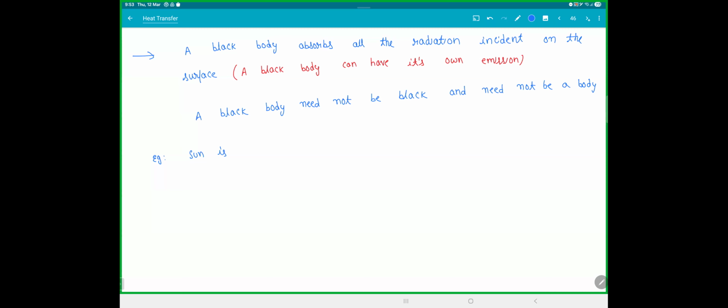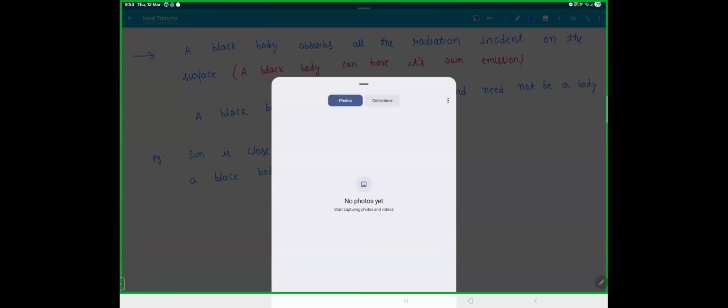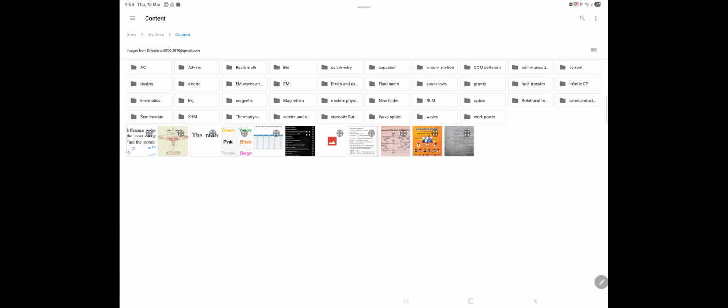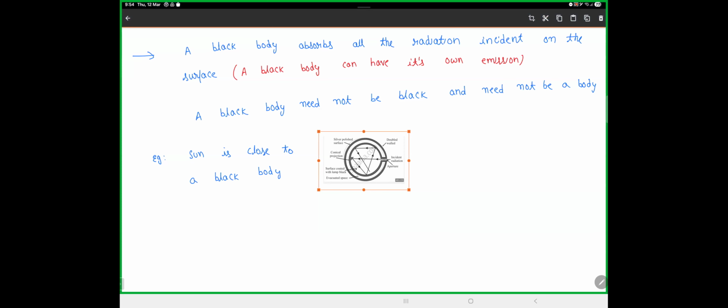So a black body is simply something that absorbs everything that falls on it. So you can still see a black body. The sun is close to a black body. It can have its own emission, right? The second thing is called Ferry's black body. This you should know. In heat transfer board exams, they would ask you this: explain black body and define Ferry's black body.